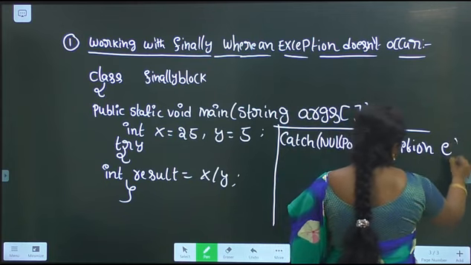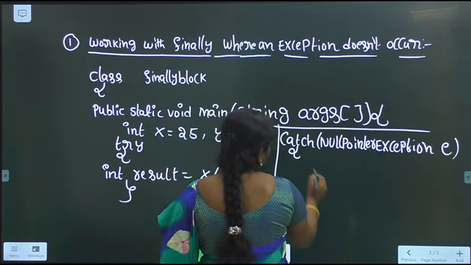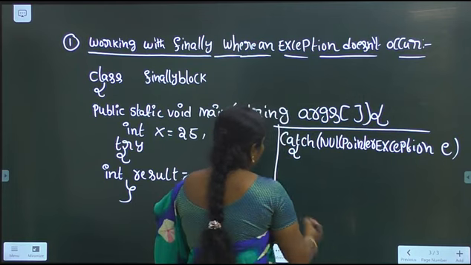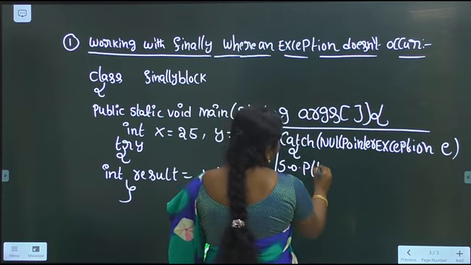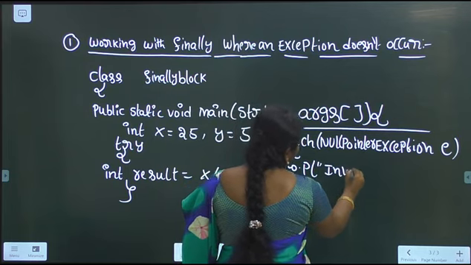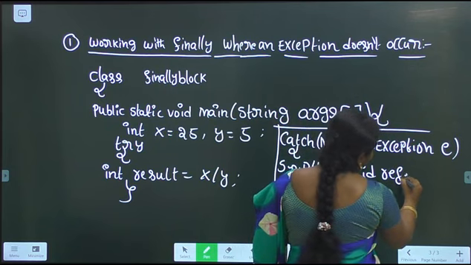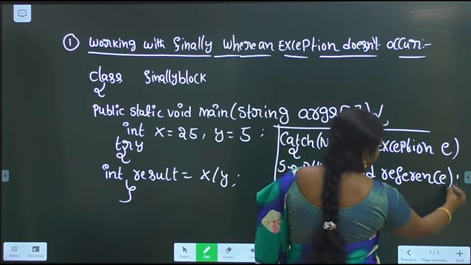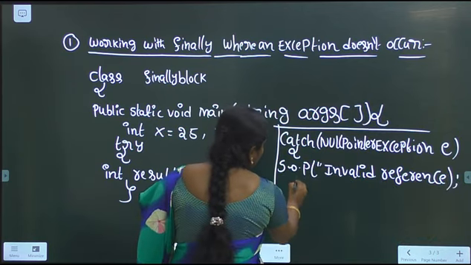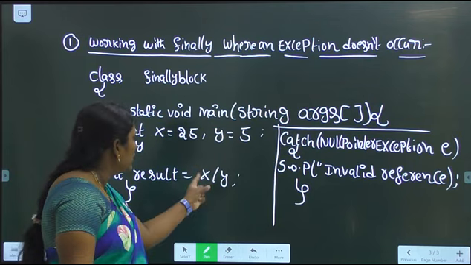Null pointer exception, e. E is the reference. I am writing one SOP statement: System.out.println("Invalid reference"). After that, here I am closing the catch block body.